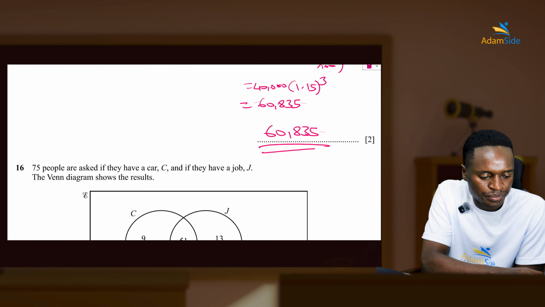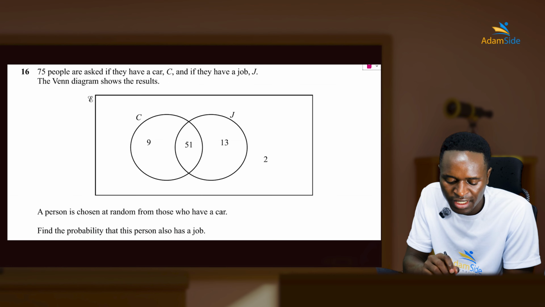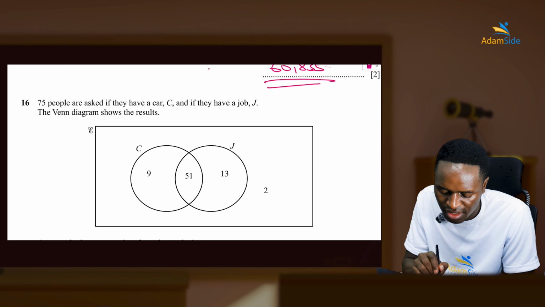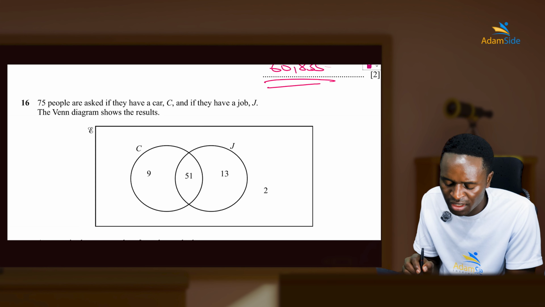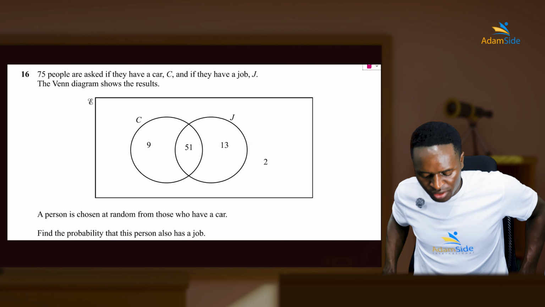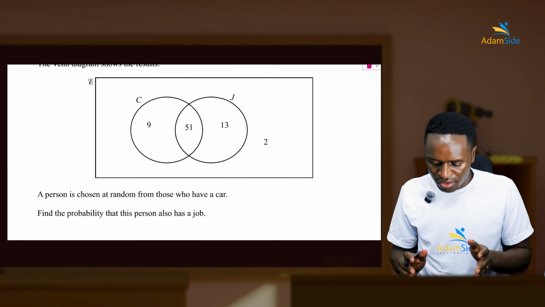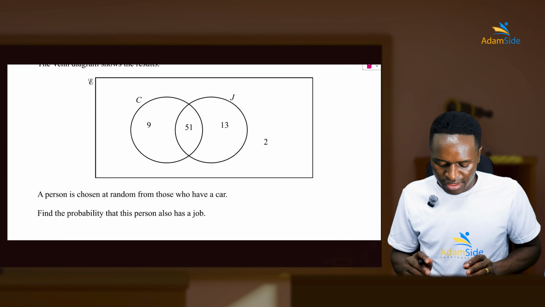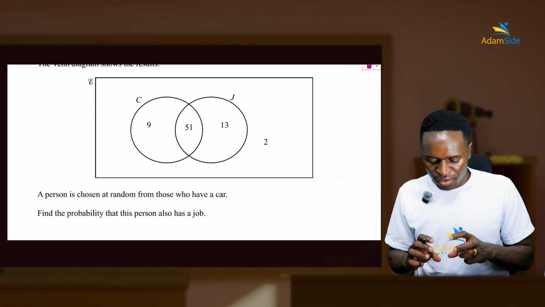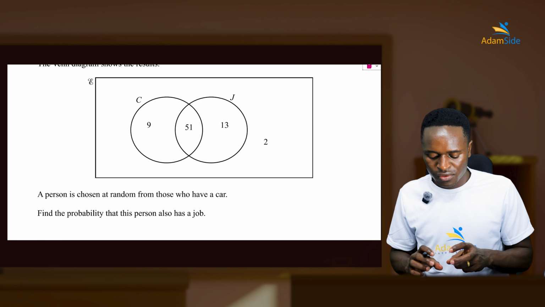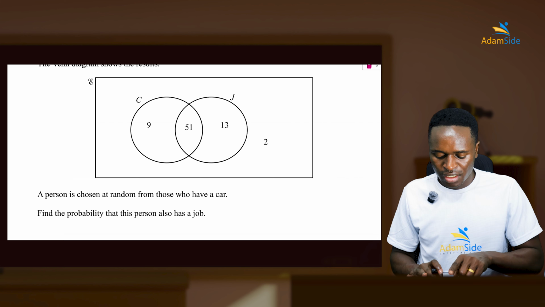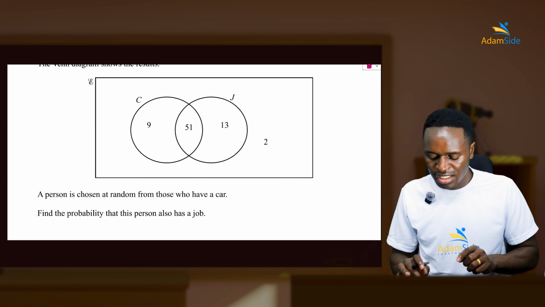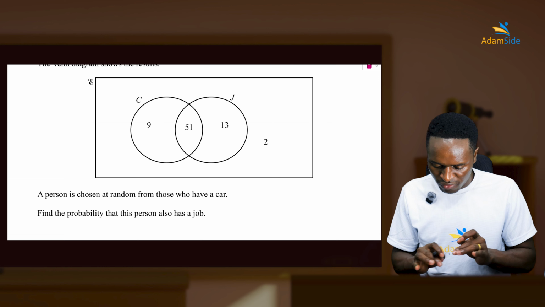Question number 16. 75 people are asked if they have a car, C, and if they have a job, J. The Venn diagram shows the results. In a Venn diagram, the rectangle shows the universal set, and the overlapping circles show individual sets like C and J. At the center is the intersection. This one is set C and this is C and J. 2 is the complement of C and J.